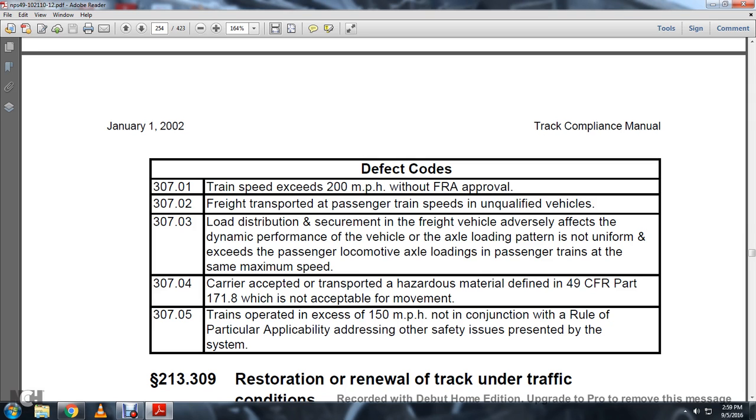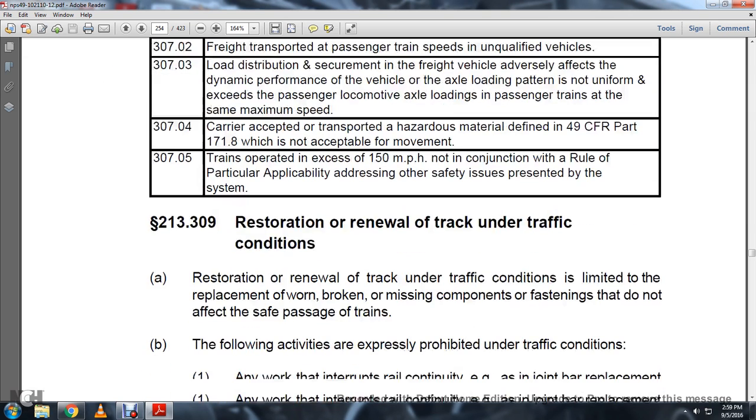Axle loading pattern is not uniform, exceeding the passenger locomotive axle loading in the passenger trains at the same maximum speed. 30704: carrier accepted the transportation of hazardous material defined in Title 49 CFR Part 171.8, which is not acceptable for movement. 30705: transportation operating exceeding 150 miles an hour, not in conjunction with the rule of particular applicability addressing the safety issues presented with the system.